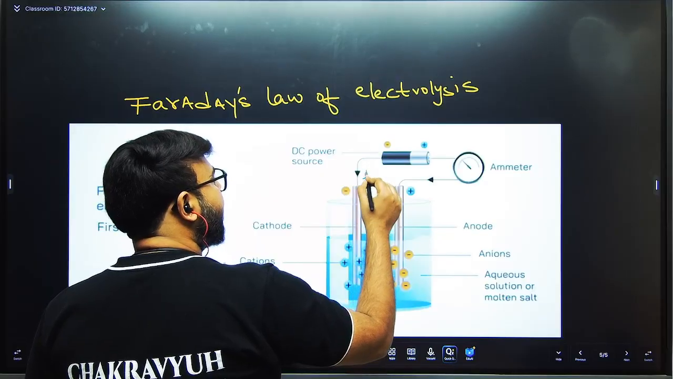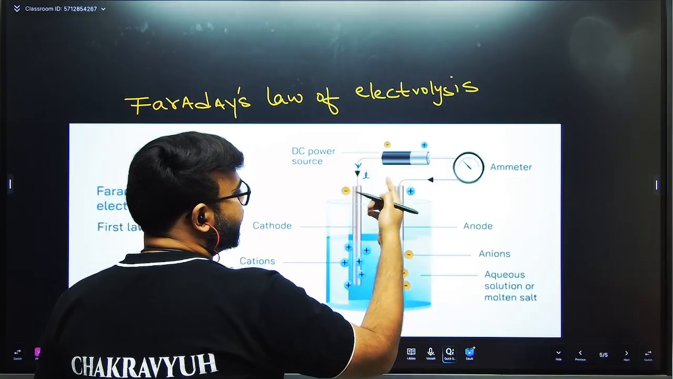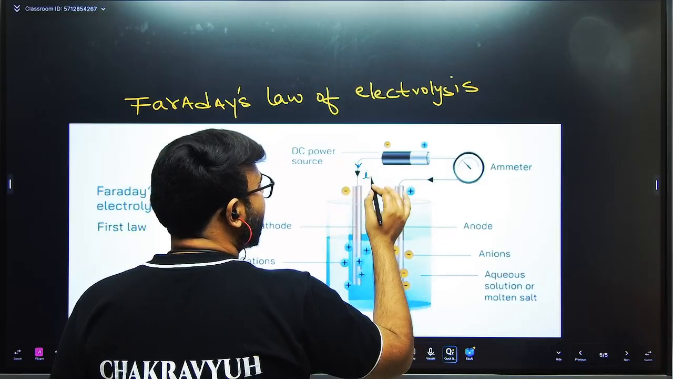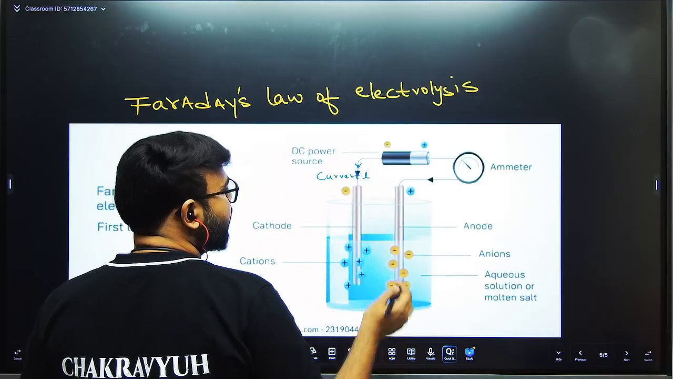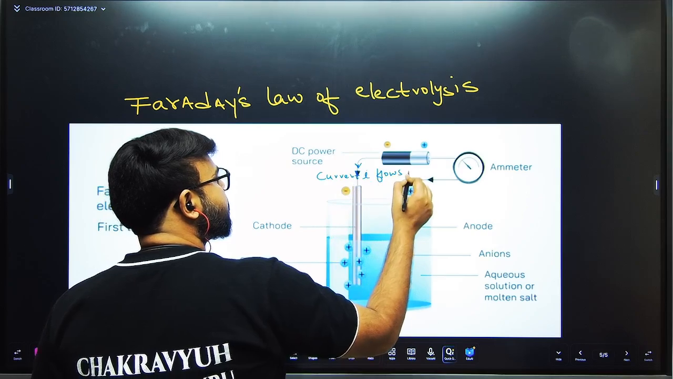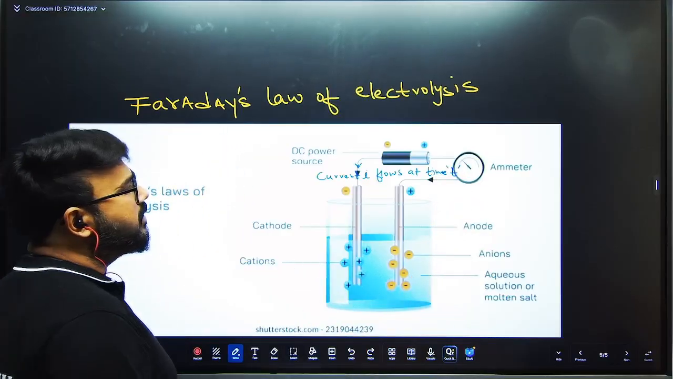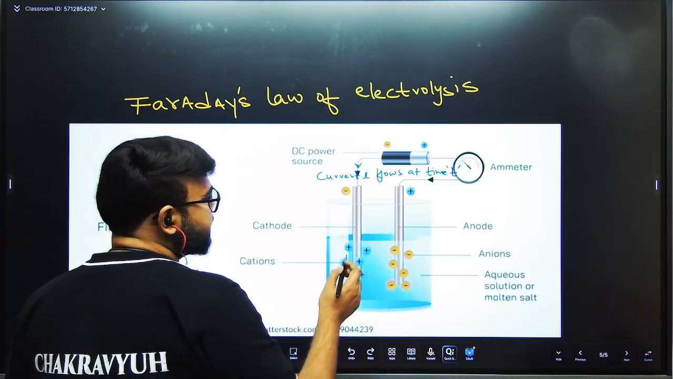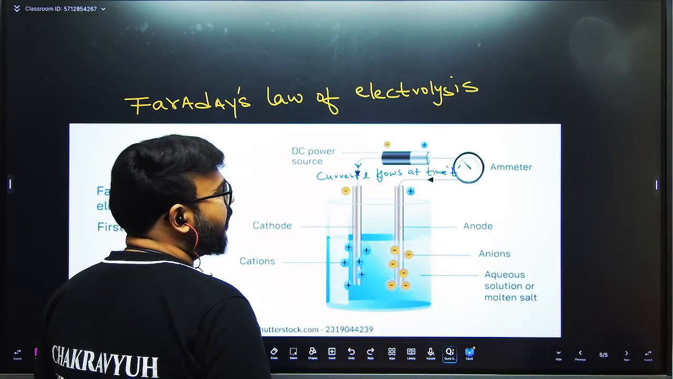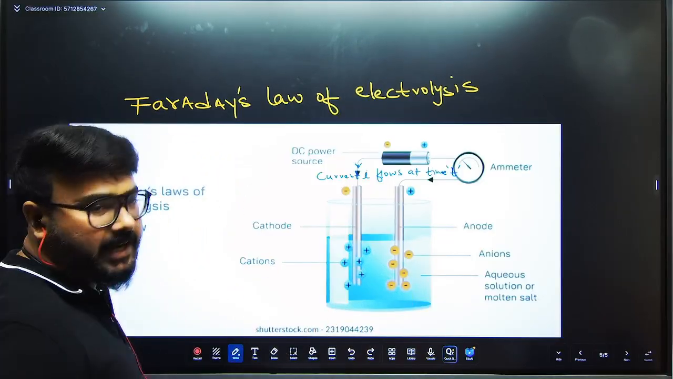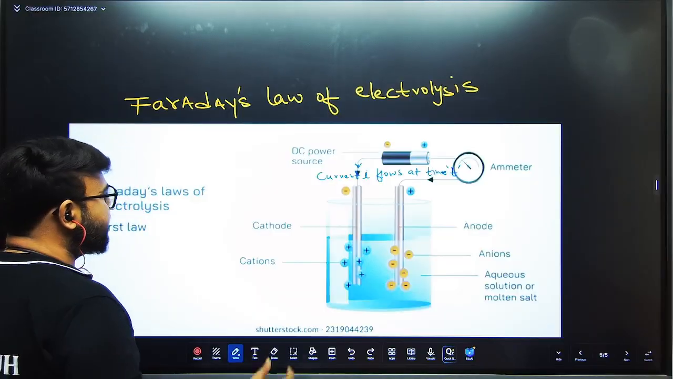There is a current I. Hey, pay attention. There is a current I that flows at time t. Plus you can see you have cathode, anode, anions, cations, right? I hope it's clear. So if current I flows at time t, what is the relationship with the charge?